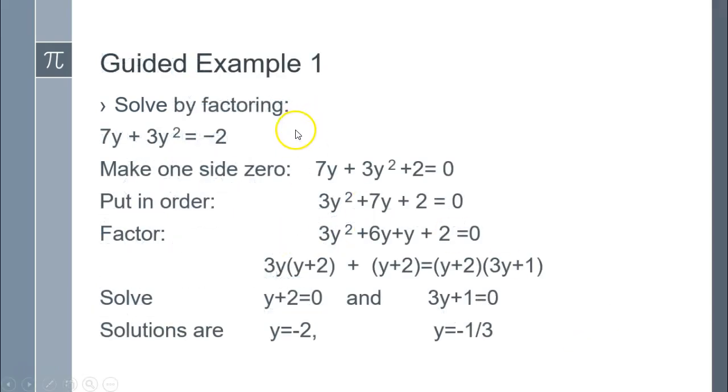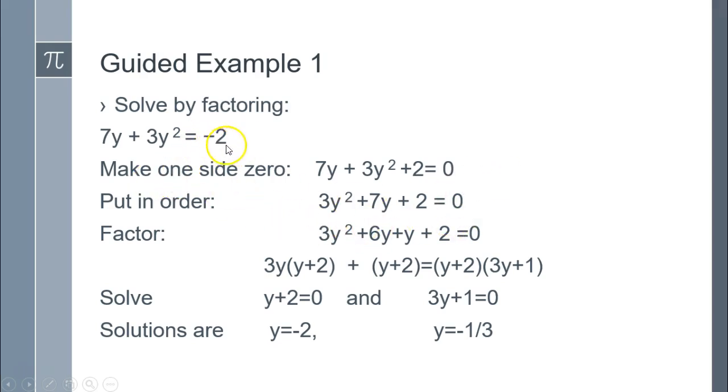So here's another example where we solve by factoring. Something is different about this problem as it's stated. Take a look at it. So remember, the first thing you have to do is make one side 0. Some of you may be tempted to say, oh look, I can take the y out and get 7 plus 3y. No, you need to move this -2 first, and then I would suggest you put everything in order.